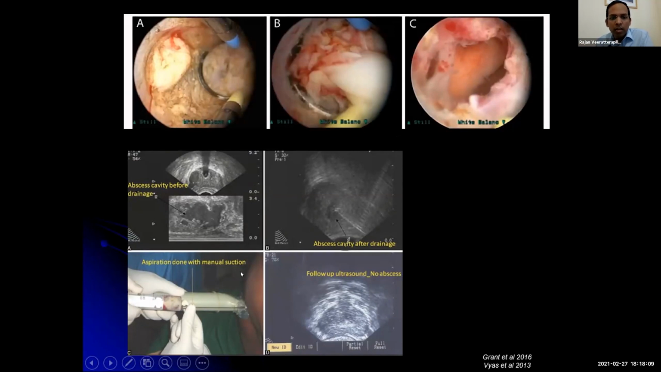This is what a transrectal drainage might look like. This is the ultrasound picture with the abscess cavity in the transverse view. You put a needle through, not dissimilar to doing a TRUS biopsy. The abscess is aspirated, and that's a follow-up ultrasound showing good resolution.